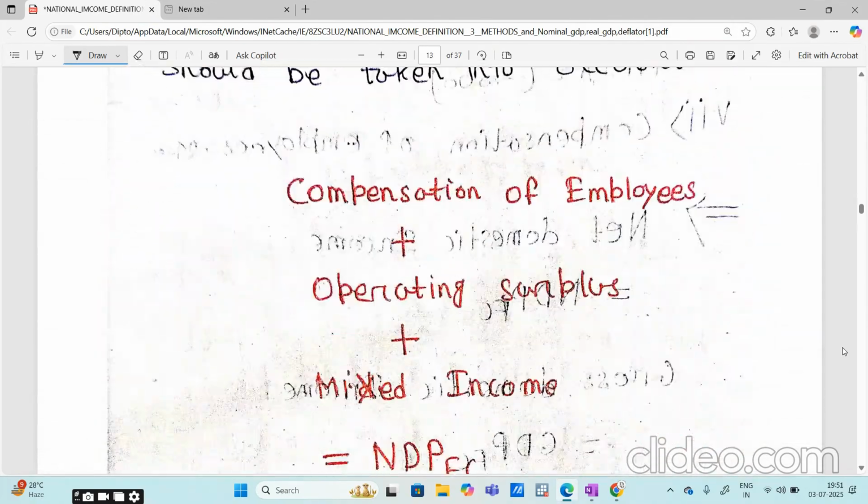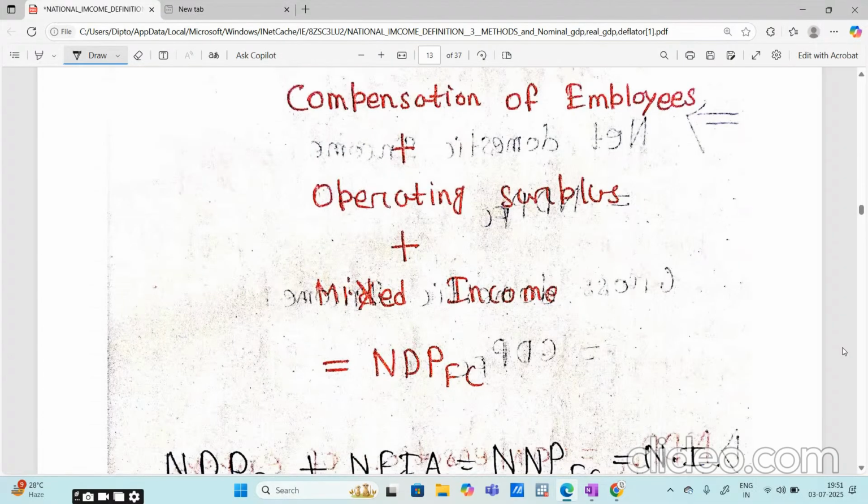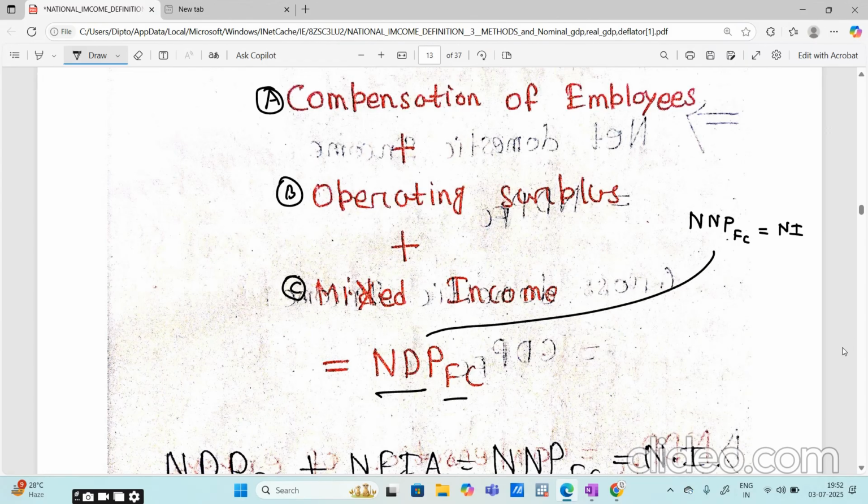Look, as I have said, this is part A, this is part B, this is part C. If you add these 3 parts, you will get NDP at factor cost, net domestic product at factor cost. But you might ask that I want net national product at factor cost, as we know that our national income is basically net national product at factor cost. So you can easily derive net national product at factor cost from this, right?